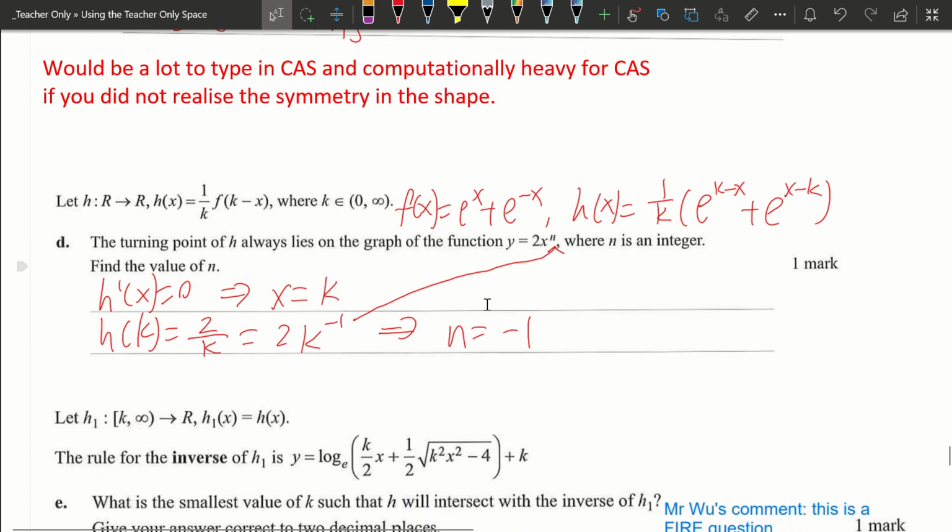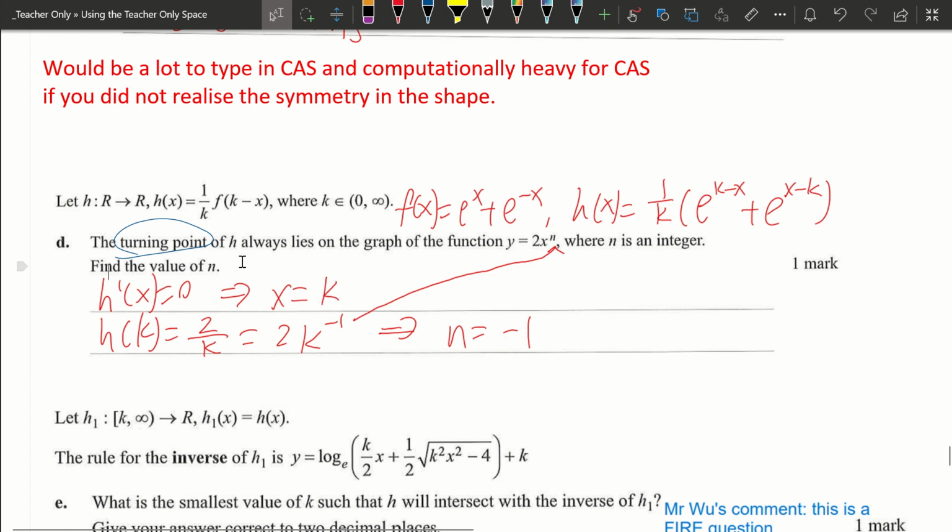Okay. And then we have function h, 1 over k times f, and then you substitute k minus x into it, which I have written here. The turning point of h always lies on the graph of y equals 2x^n, where n is an integer. Find the value of n. So to find the turning point, we're just going to differentiate h using the calculator and make it equal to 0. And it turns out x is k.